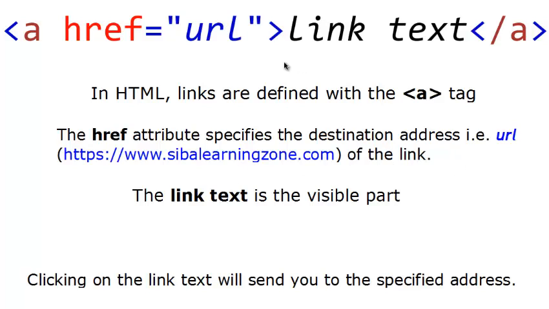And in this lesson, we used www.sibalearningszone.com as our link. And lastly, note that whenever you create a link, clicking on the link text must send you to a specified address, meaning there must be an address as your URL.